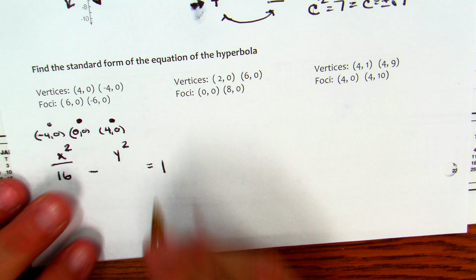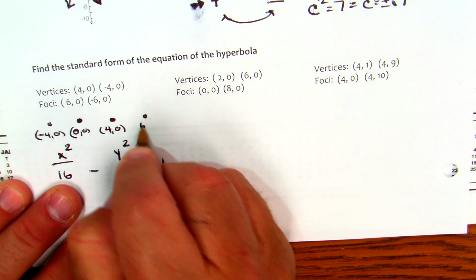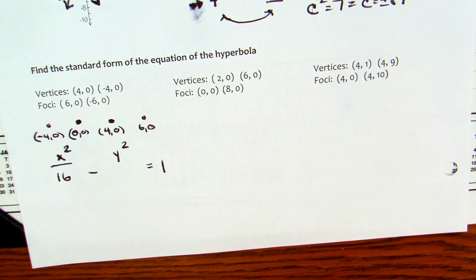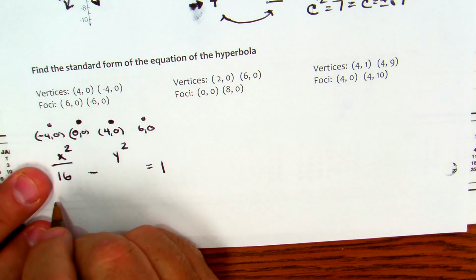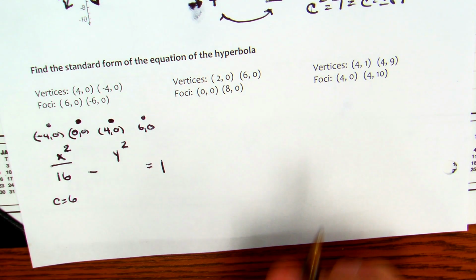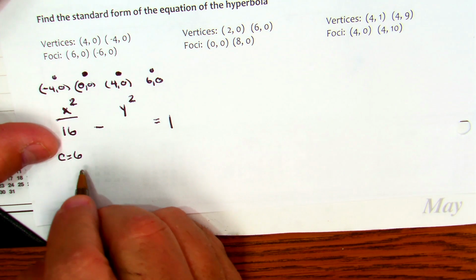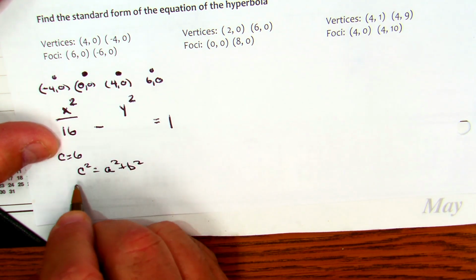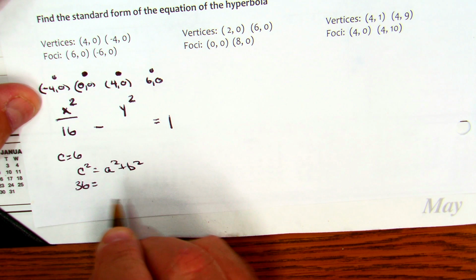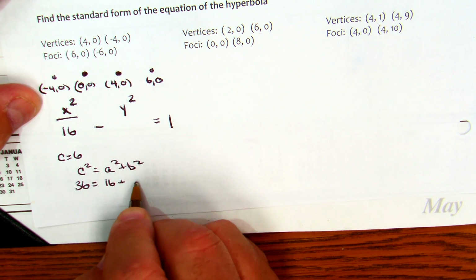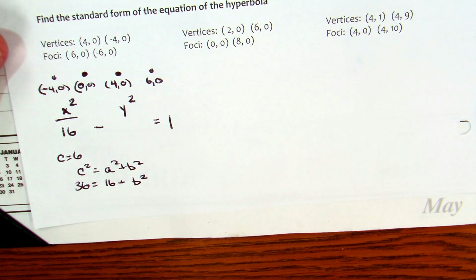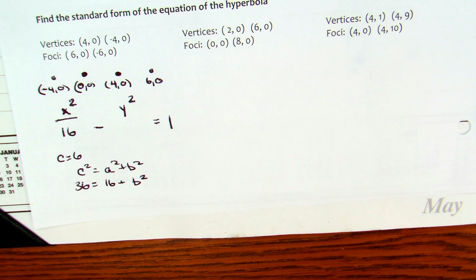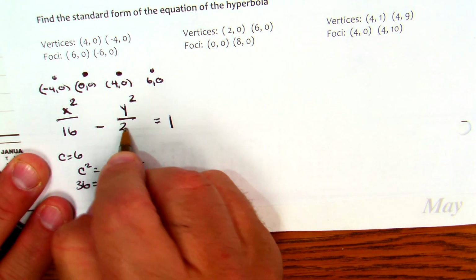They then give you the foci. The foci is out here. The foci will always be outside the curves. How far is it from 0, 0 to 6, 0? So that's your C. And C squared equals A squared plus B squared. The C squared is 36. The A squared is 16. I'm solving for B squared. 36 take away 16 is going to leave me with what? 20. That's my denominator, my second factor.